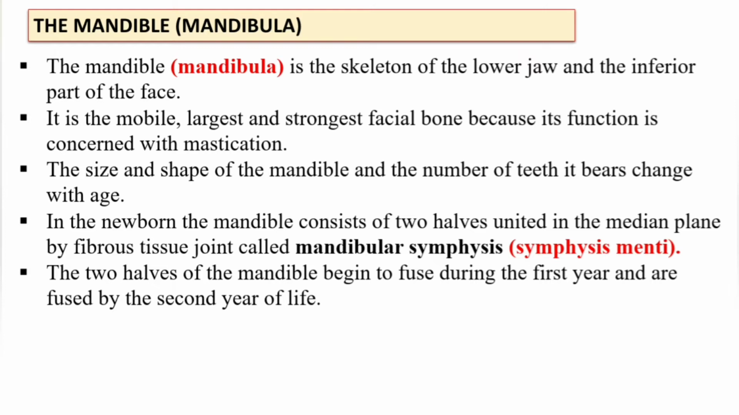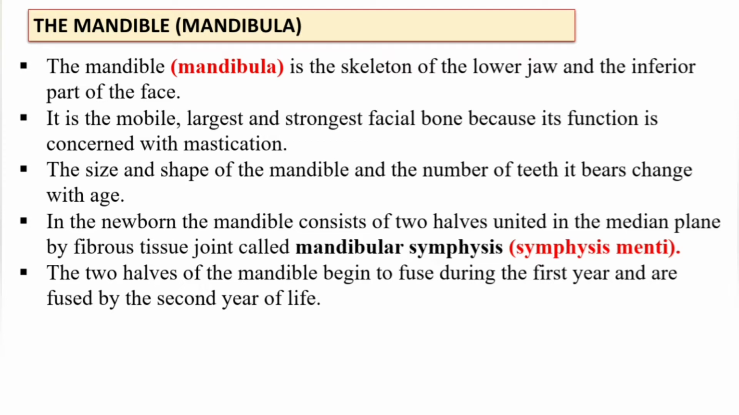In the newborn, the mandible consists of two halves united in the median plane by a fibrous tissue joint called the mandibular symphysis, symphysis menti. The two halves of the mandible begin to fuse during the first year and are completely fused in the second year of life.